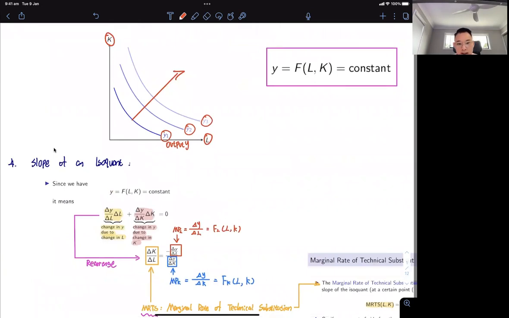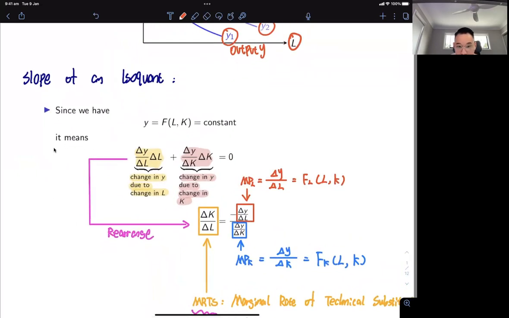Since we have Y equals F(L, K), which is the production function, equal to a constant, that's our isoquant. It means the change of Y over the change of L times the change of L, plus the change of Y over the change of K times the change of K, equals 0. This is simply by taking derivatives. On the left-hand side, the change of Y over the change of L times the change of L is the change in Y due to changing L. That means if you change 1 unit of labor as input, how much the output is going to change.